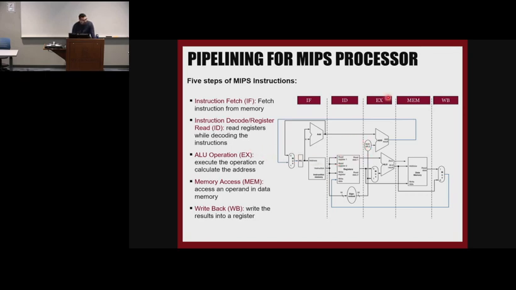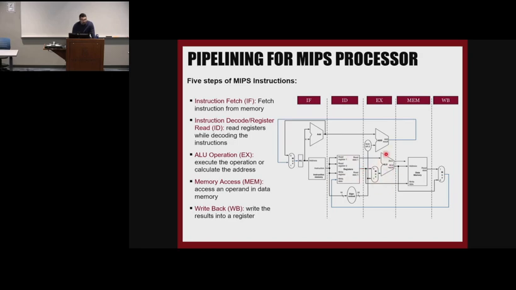Third step is execution. So we use the ALU, it's called EX. We use the ALU to execute the operation that we need in the instruction. If it's a branch, we do a subtraction. If it's R type, we just do the R type instruction and so on. So execution is involved in the system.